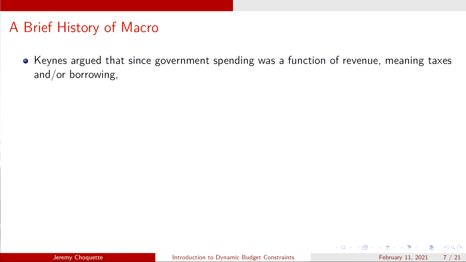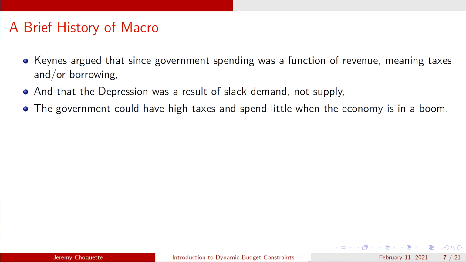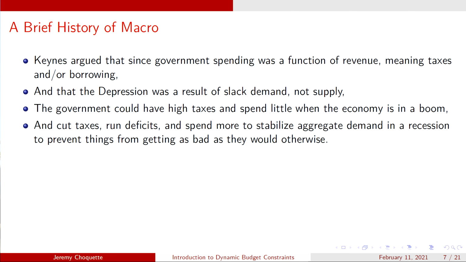Keynes argued, since government spending was a function of revenue, meaning taxes or borrowing, and that the Great Depression was the result of slack demand, not really issues with supply, kind of right, kind of wrong, that the government could have high taxes and spend very little when the economy's in a boom. Basically, when things are going well, you save. And the government would do the exact same thing. They would cut taxes and run deficits, however, and spend more to stabilize aggregate demand in a recession to prevent things from getting as bad as they would otherwise.